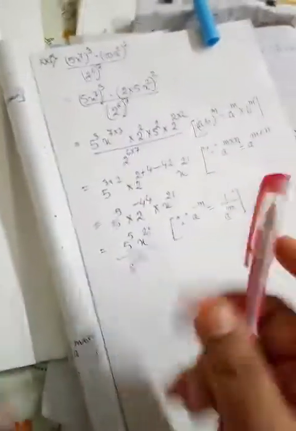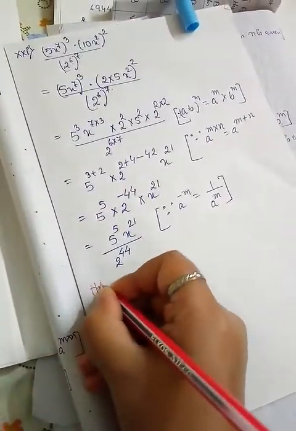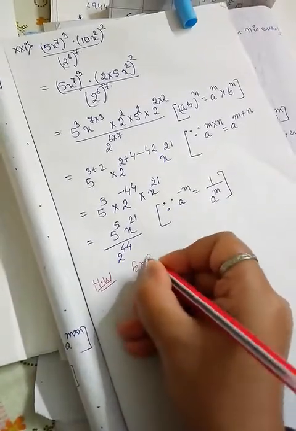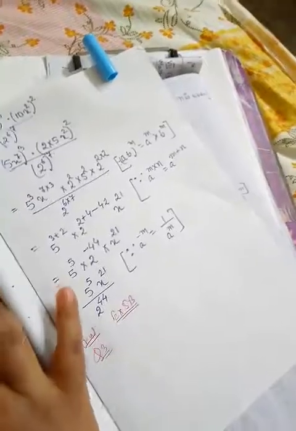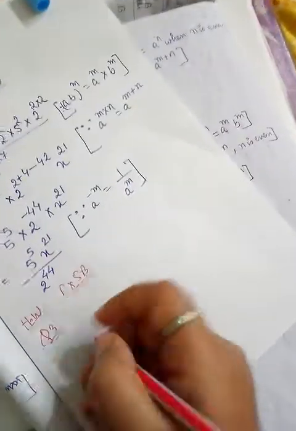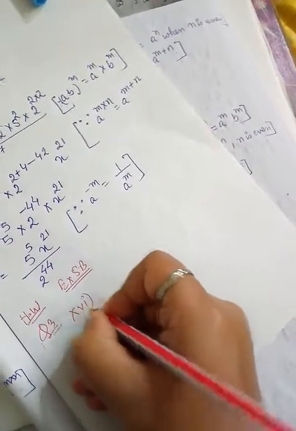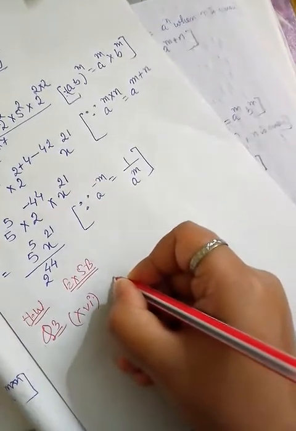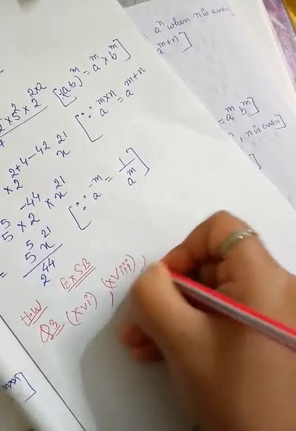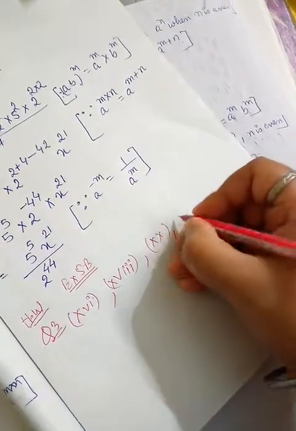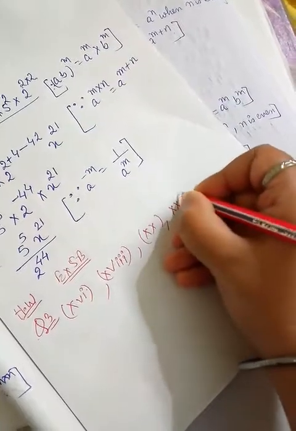So your homework will be exercise 5b, question number 3. Question number 3 is, I guess we have 14 we have solved, 15 also we have solved, so 16, 18, 20, 22. Clear, children? So this will remain your homework.